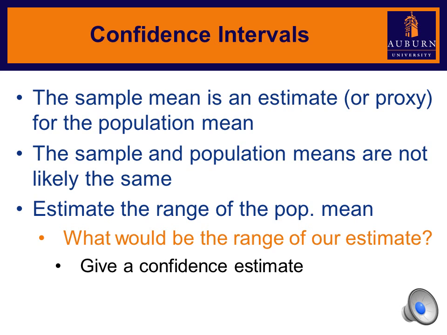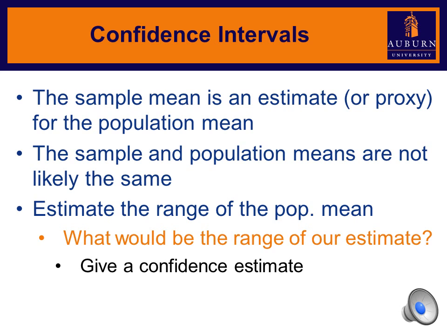So when we collect a sample, we calculate the sample mean as an estimate, a stand-in or a proxy for the population mean. Remember, the whole purpose of sampling is to infer back to the population, and we hope that when we sample, we do so in such a way that it represents the larger population that we wish to infer to. But because the sample mean is an estimate, our best guess of what the population mean is, the sample mean and the population mean are not likely to be the same.